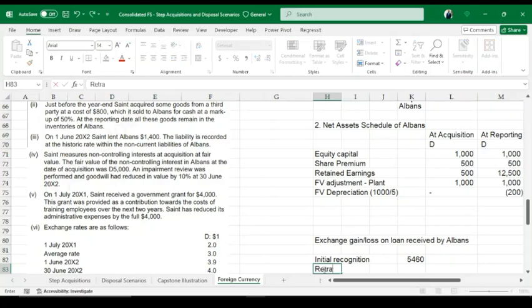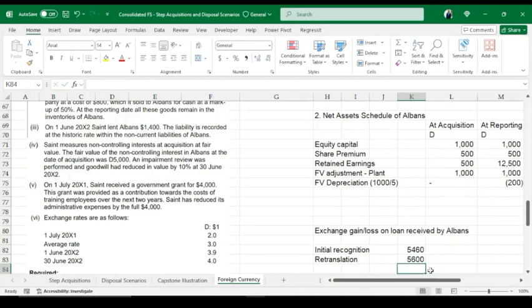It's a monetary item, so we're going to retranslate it at the end of the period. So we have retranslation, and the retranslation is going to be 1400. So let me bring my equal sign there. 1400 times 4, because the exchange rate at the end of the period, 30th June 20x2, is $4 to $1. So I'll multiply that. Now it's giving me 5,600.